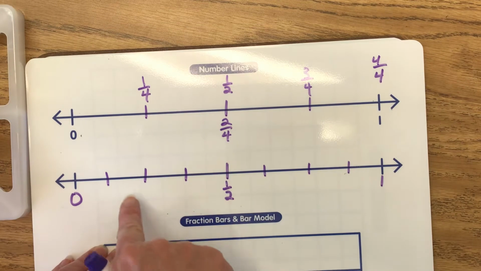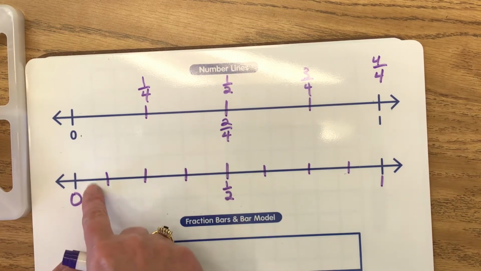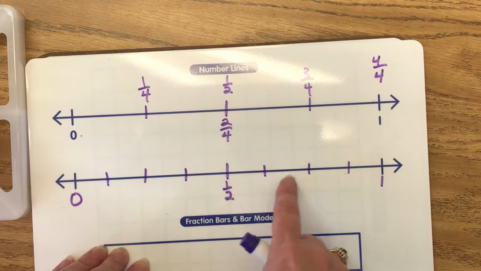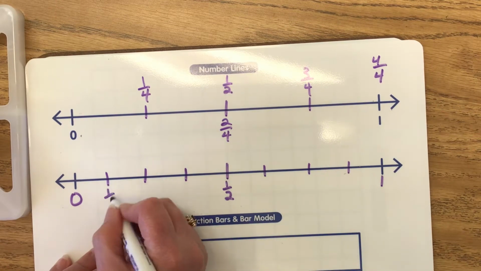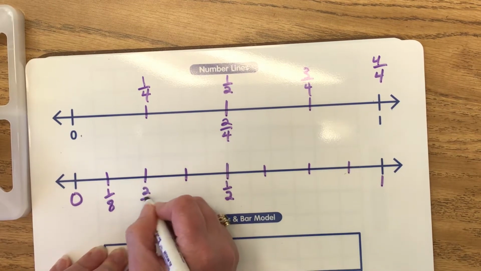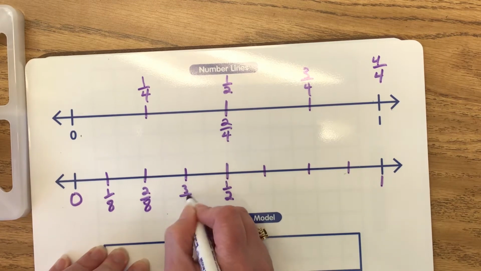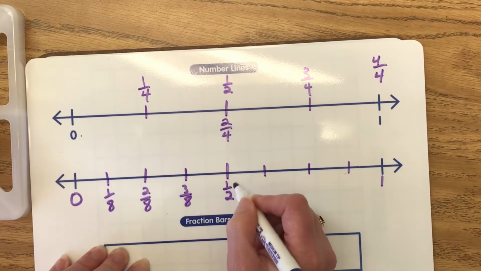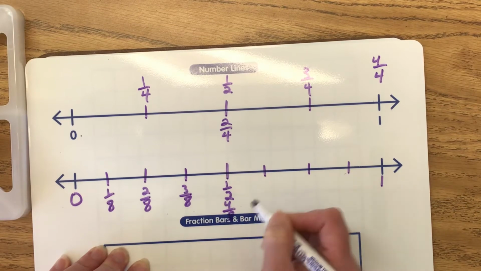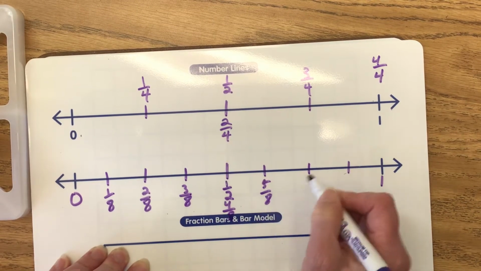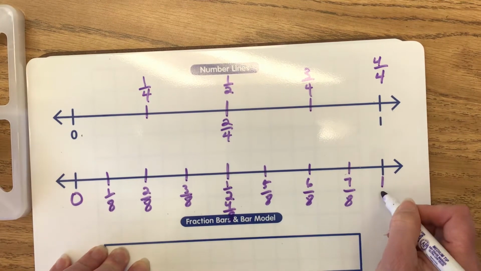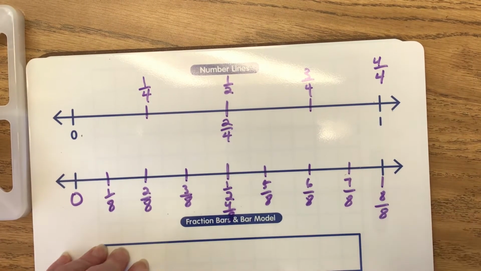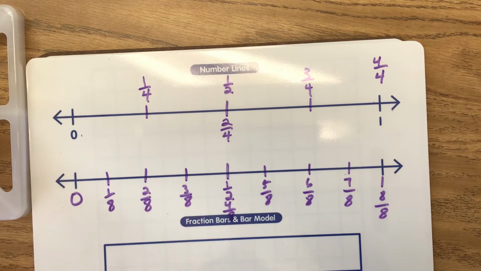Right, the second number line, you can see that I have 1, 2, 3, 4, 5, 6, 7, 8 spaces. So this is eighths. So this would be 1/8, 2/8, 3/8. This would be 4/8, 5/8, 6/8, 7/8, and 8/8.